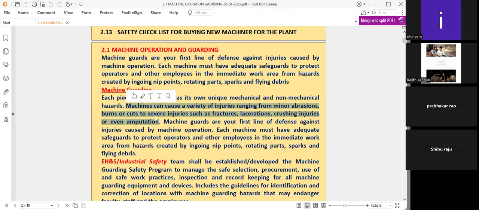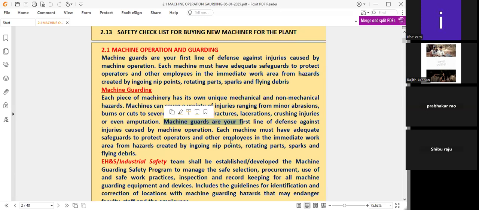A variety of injuries, such as fractures, lacerations, crushing. So machine guards are your first line of defense against injuries caused by machine operation. Therefore, the machine guard is important to the running machine and to the employees who are working nearby or working on the equipment. So each machine must have adequate safeguards to protect operators and other employees in the immediate work area.